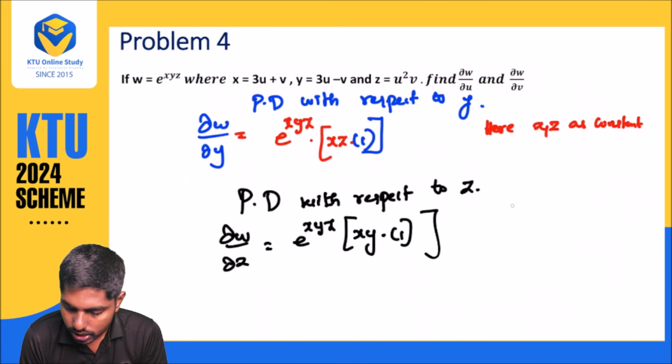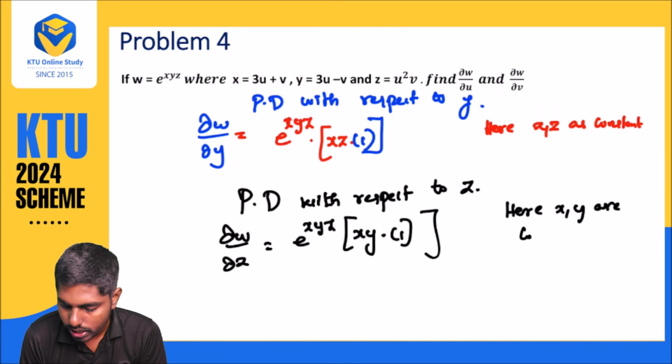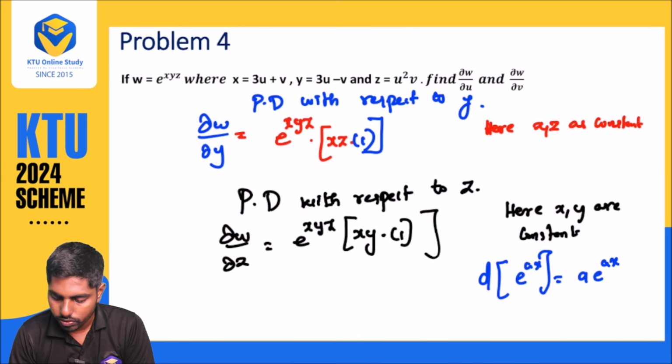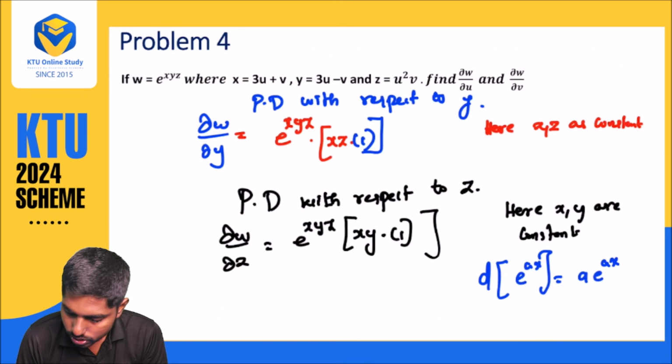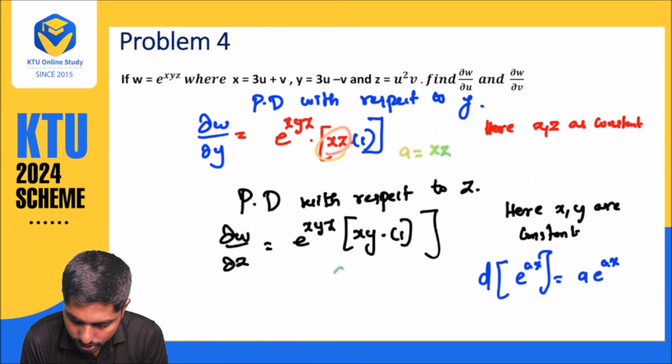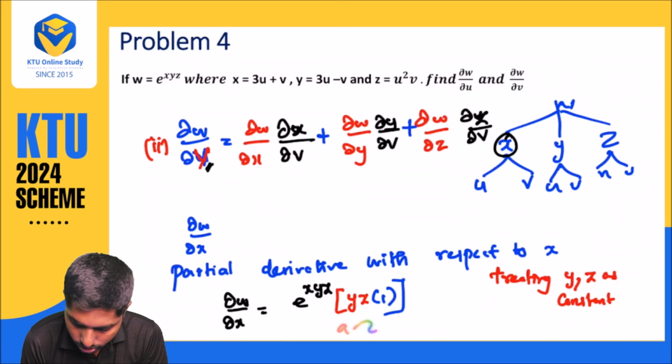Here x, y are constant. You know the derivative of e power of ax is a into e power of ax. So here a equals xz in one case, a equals xy in another, and a equals yz in the third.